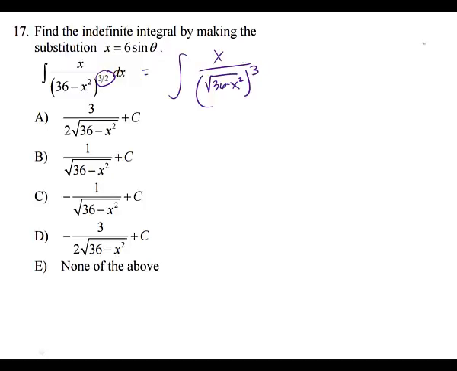So which row of the chart is it? A is the number, u is the variable. Is that the sine row? Yeah, okay, so it's the sine row that we're looking at.